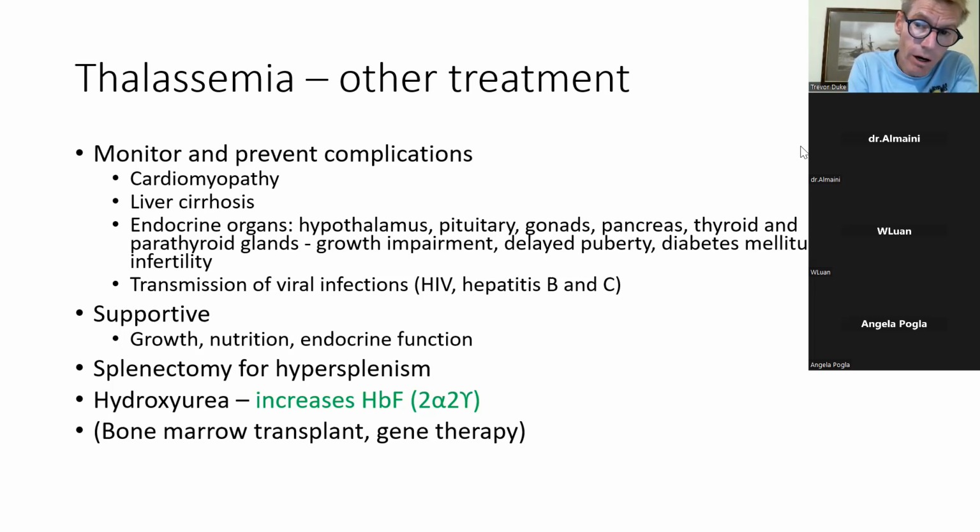The iron also affects other organs, the endocrine organs, and that's why these children often have growth failure and have other endocrinopathies. They have diabetes sometimes, or very delayed puberty. And then there's the transmission of viral infections through blood, which of course are much, much less likely now that blood is screened for hepatitis B and C and HIV. It was a big problem in many countries in the 1980s before blood was screened for HIV, but it's not now.